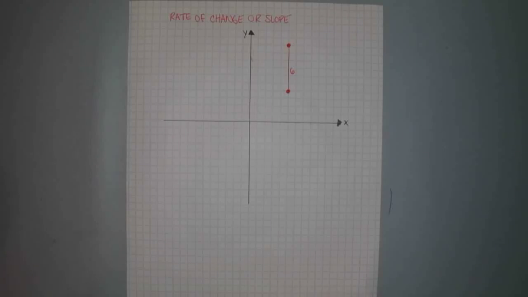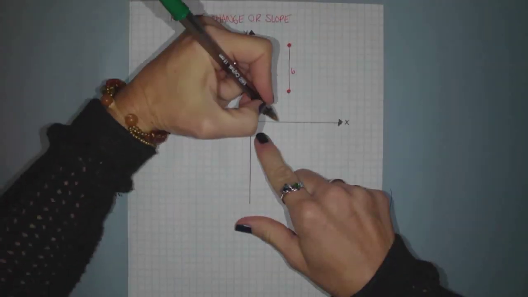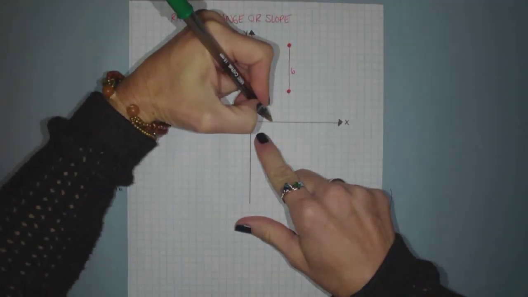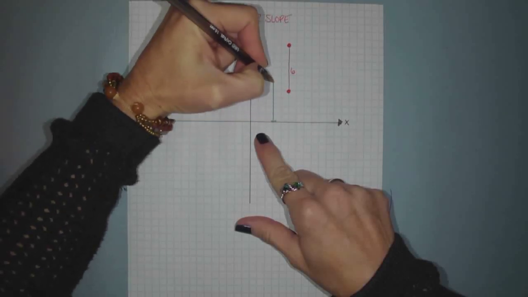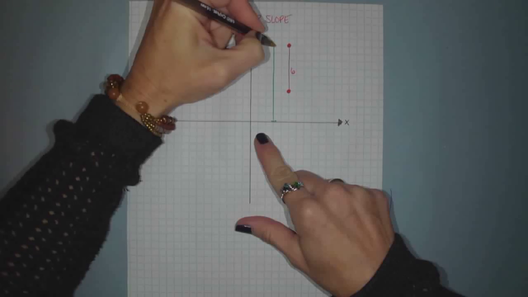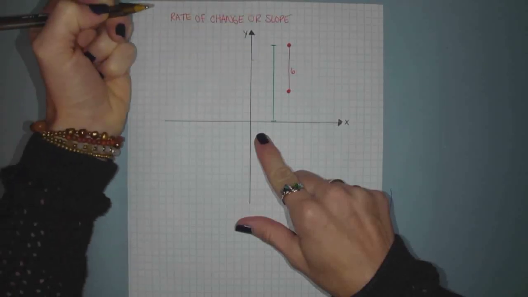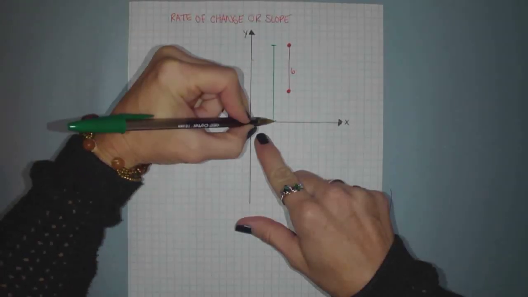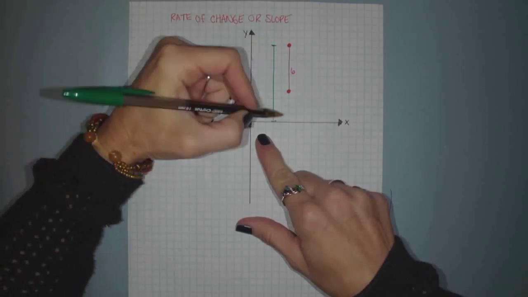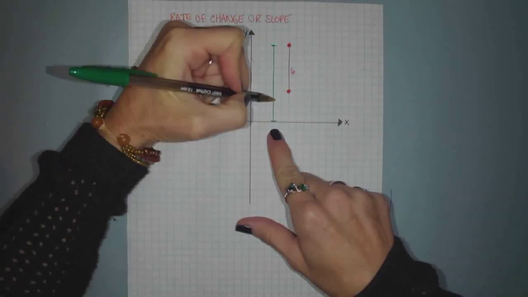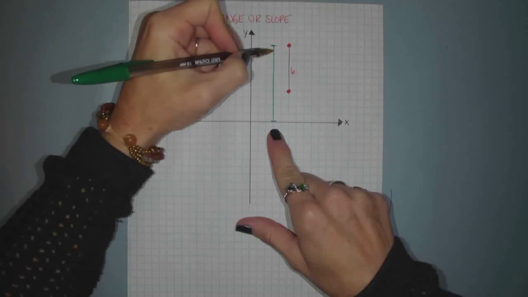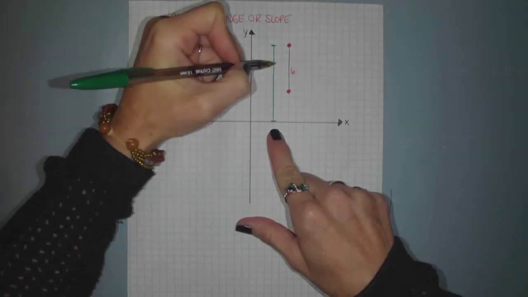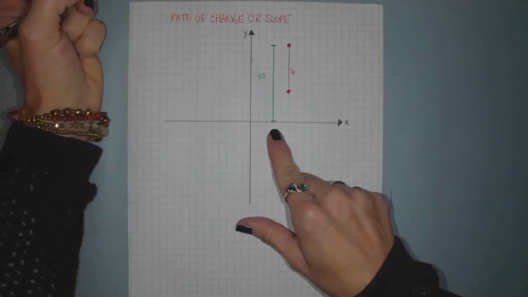I want you to think of it as, what if we had found the distance from the x-axis all the way up to the top point? So let's count that distance first. So x-axis to the top point. 1, 2, 3, 4, 5, 6, 7, 8, 9, 10. So this whole distance here, 10 units.